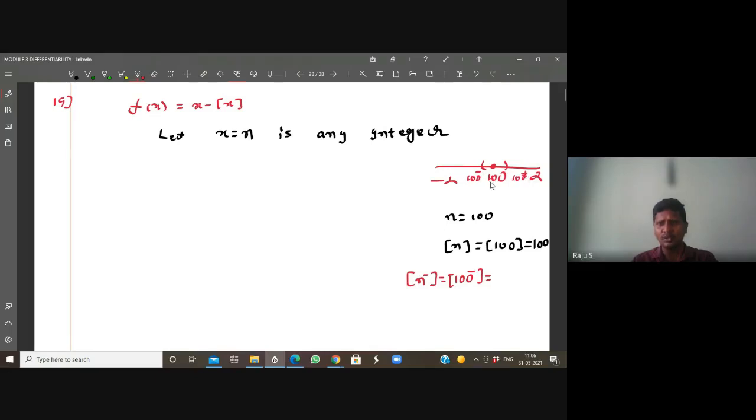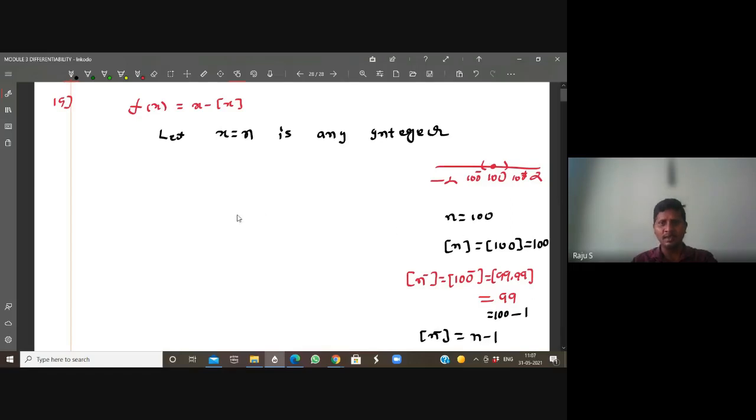100 plus means more than 100, and 100 minus means less than 100, for example 99.9999, like that. So what is the greatest integer of this value? Is it equal to 100 or 99? We are saying greatest integer, so clearly it is equal to 99 alone. Okay, 99. So shall I write this 99 as 100 minus 1? Yes, we can write. So n minus can be written as n minus 1.